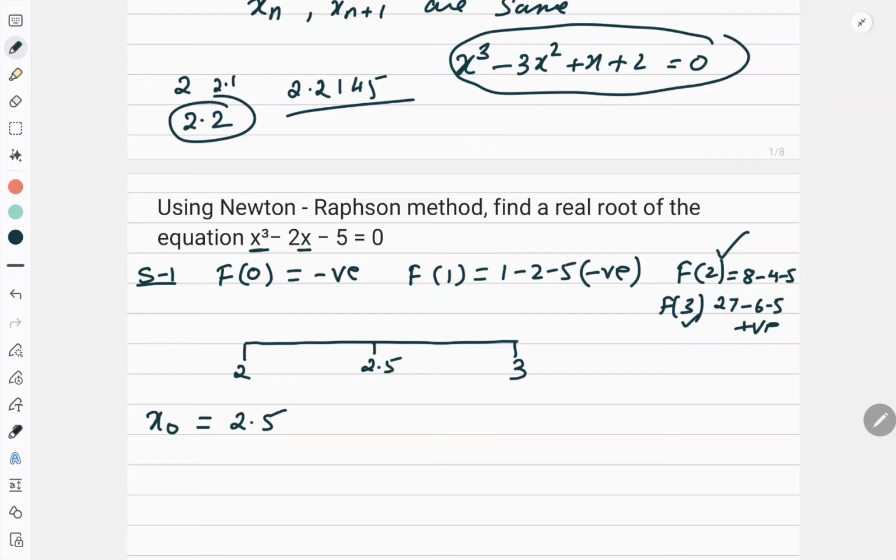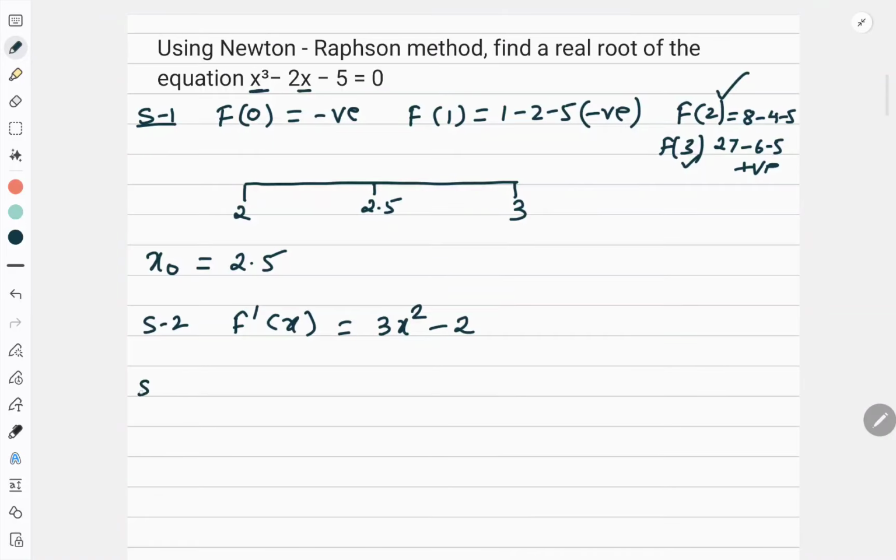So step 1 is to figure out from where to start. That is x naught here. Step 2 is find out f dash x, means differentiate it. So 3x square minus 2. Okay. Now, step 3, write the iterative formula. Iterative formula is xn plus 1 is equal to xn minus f of xn upon f dash xn.